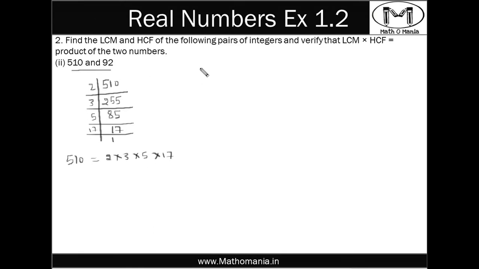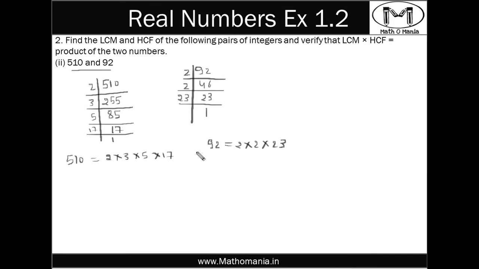Now the next number is 92. So 92 when divided by 2 gives 46. Further dividing by 2 gives 23. And 23 itself is a prime number. So on dividing by 23 will give 1. So this 92 can be written as 2 into 2 into 23.